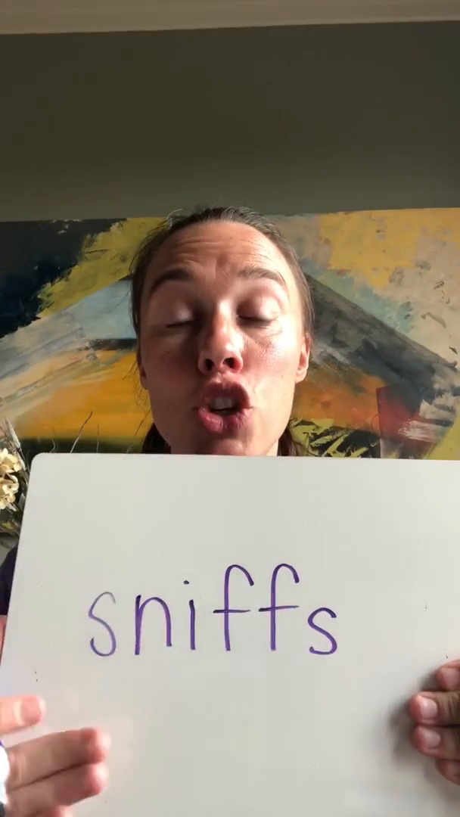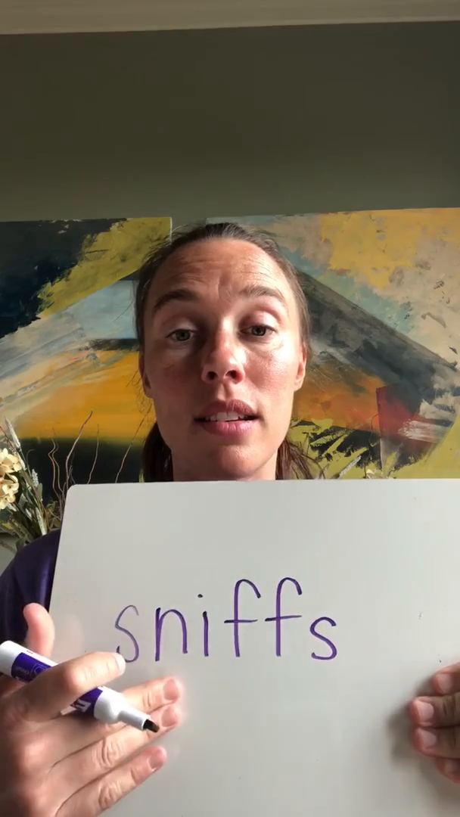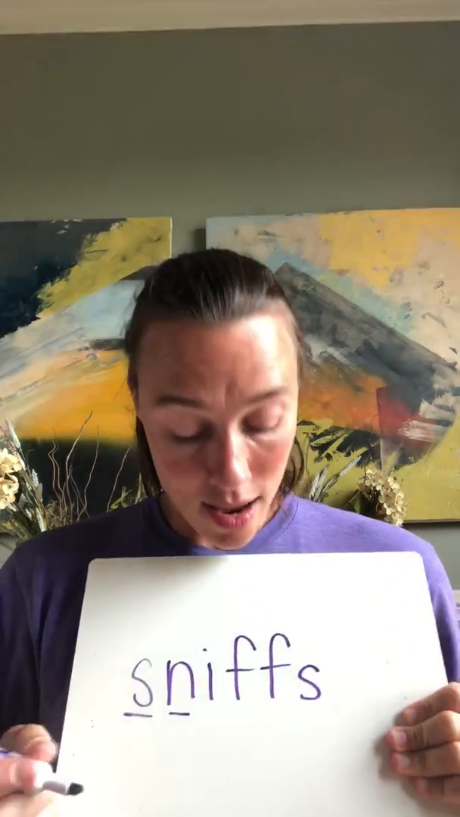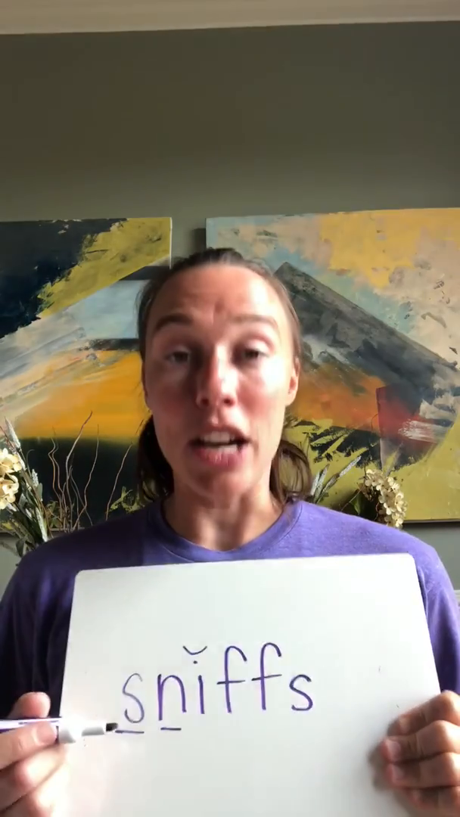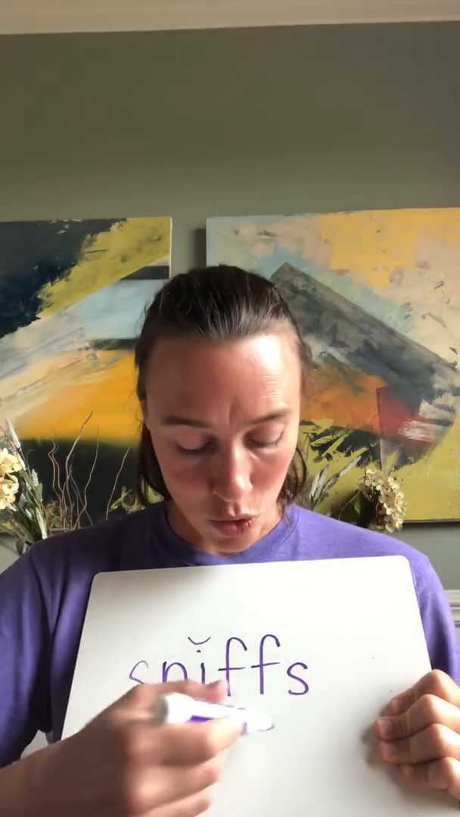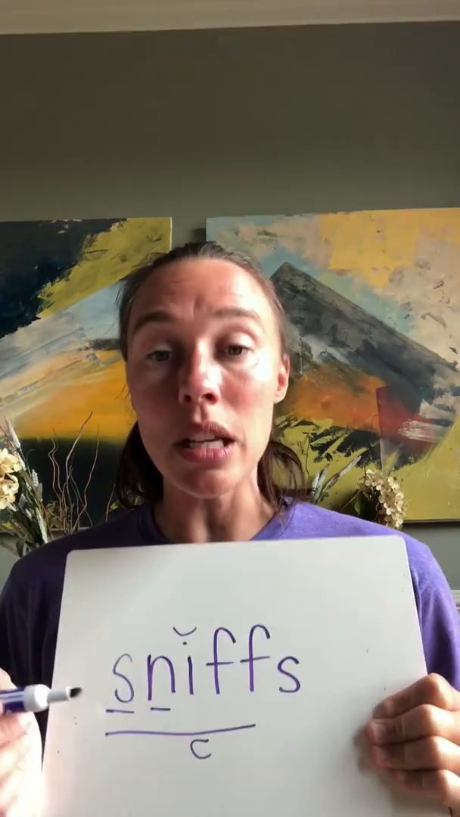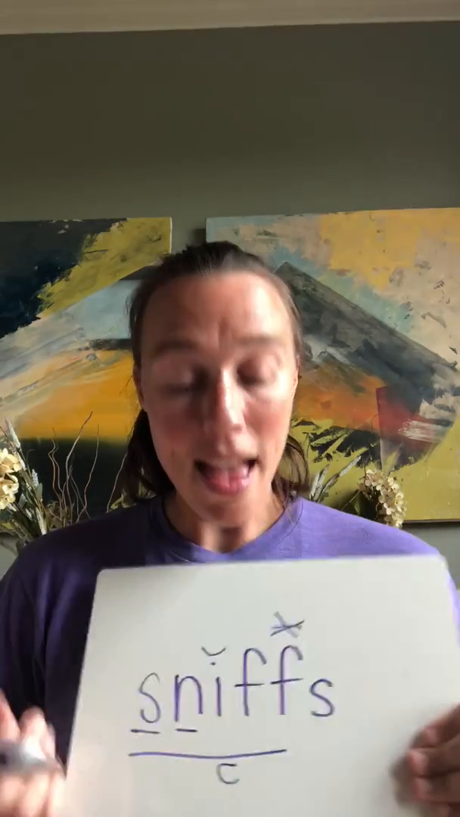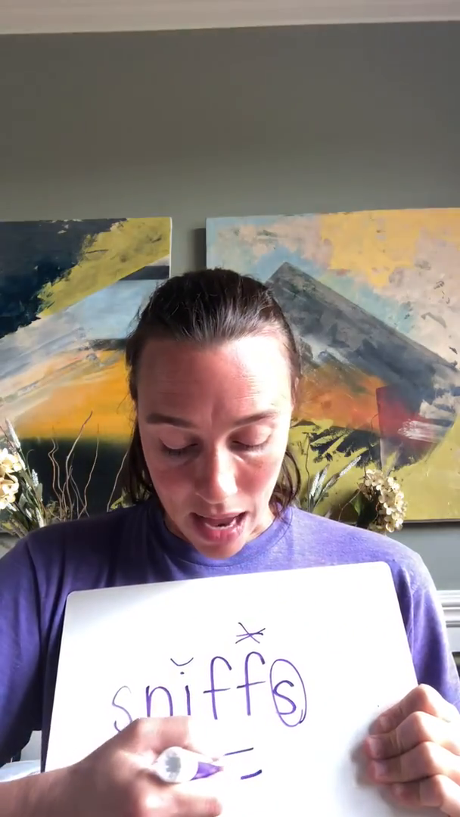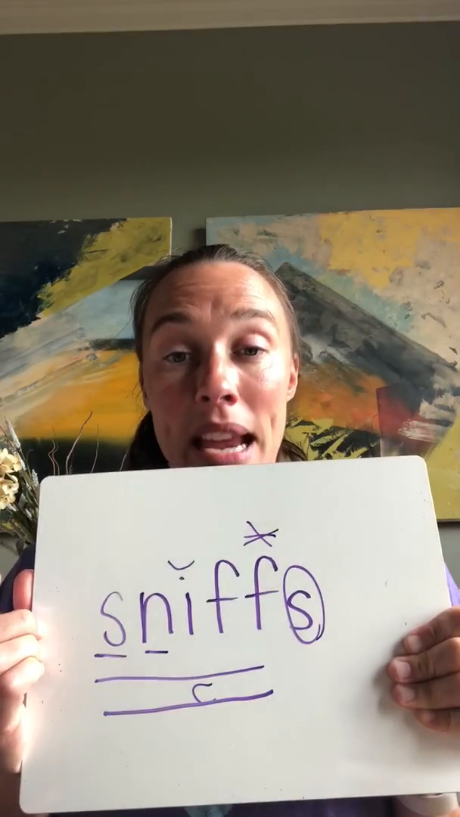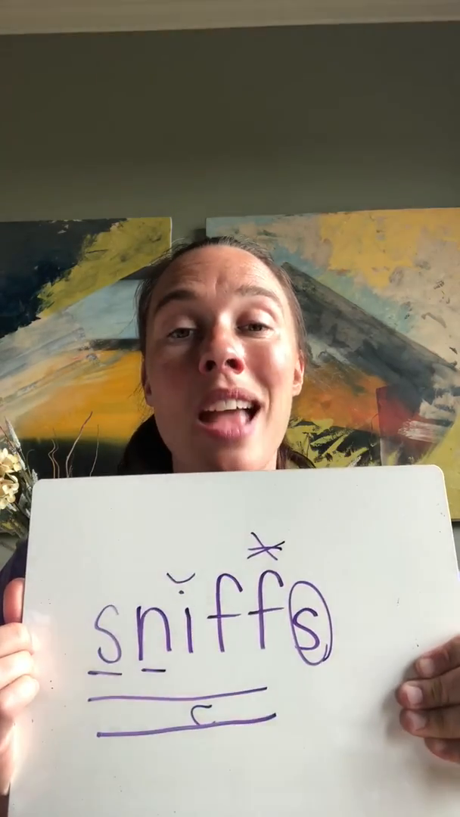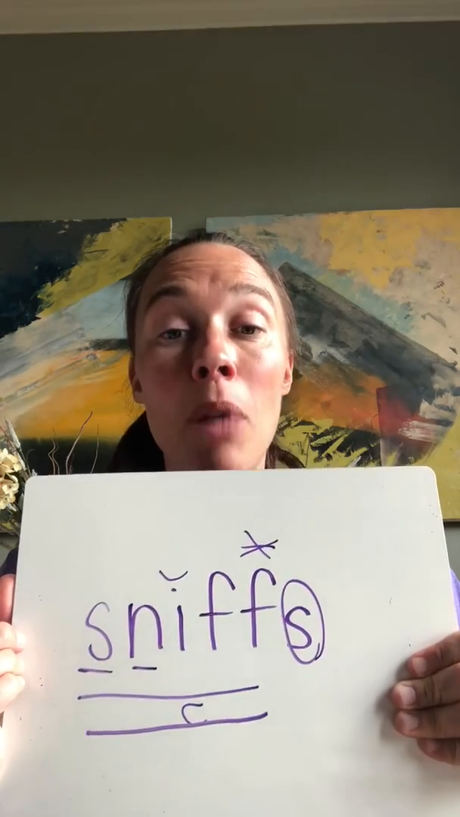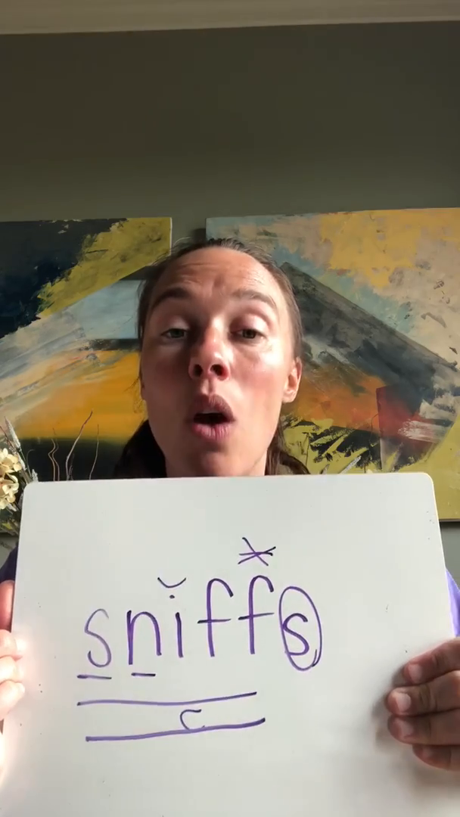Okay, here is your word sniffs. Sn, which is a blend, so you should already have that marked. I hear a short vowel sound, which means this word is a closed syllable. I see a bonus letter with F, and then I see my suffix S and my base word. So this is what your word sniffs should look like. Check it. Make sure you have it marked up just like I do. If you don't, correct it.